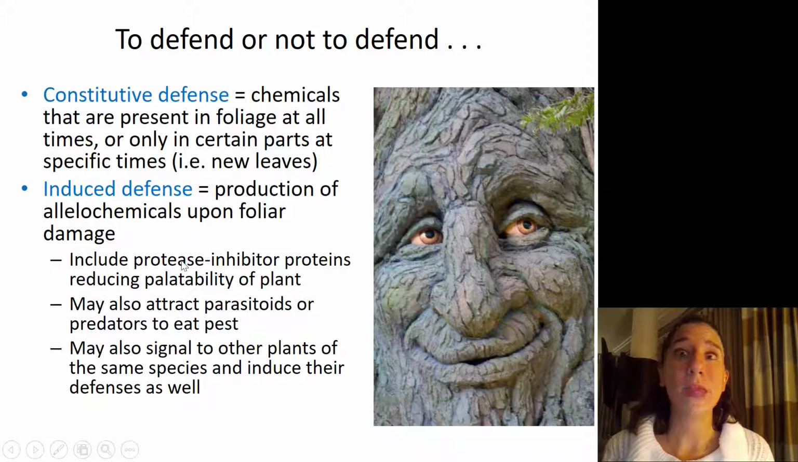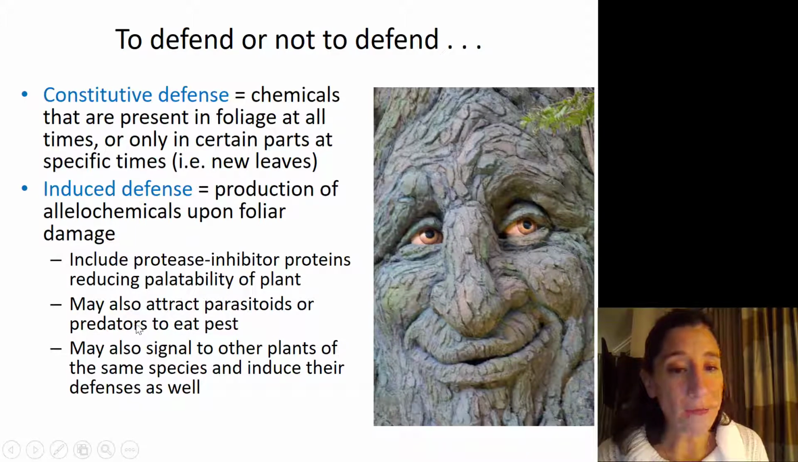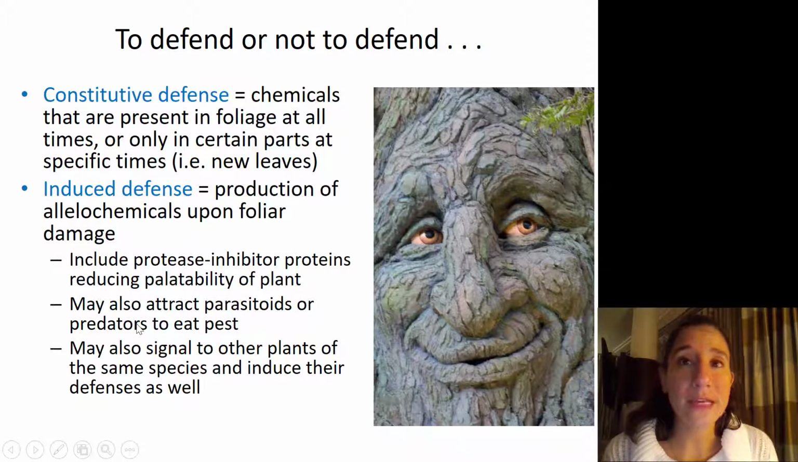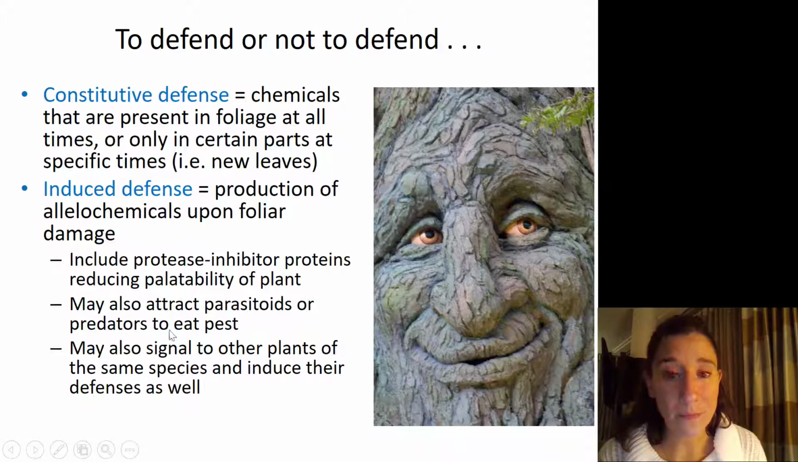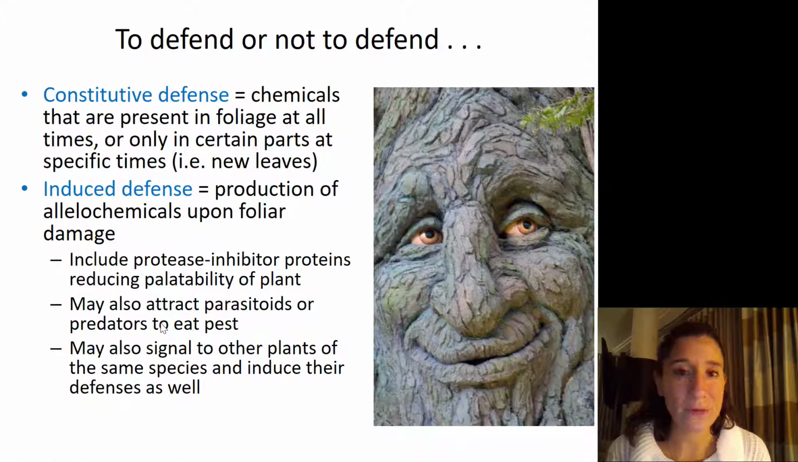Proteases are enzymes that digest proteins, and an inhibitor of these would just prevent them from being able to break down the proteins in the plants. Other induced defenses include things like semiochemicals that might attract a parasitoid or a predator to the site where the pest is. So that would be very nice.